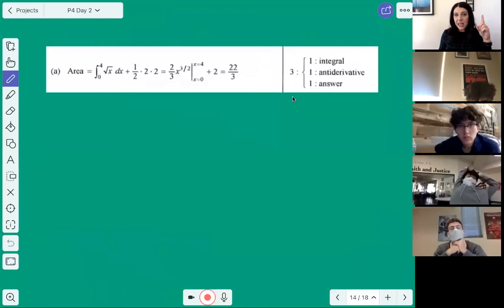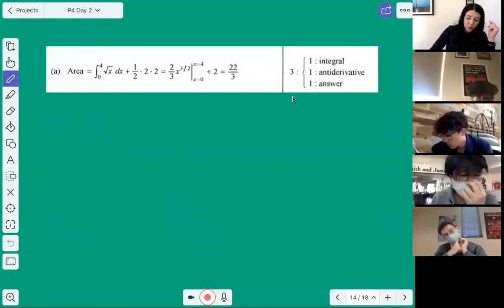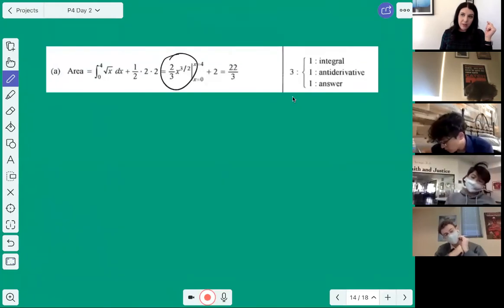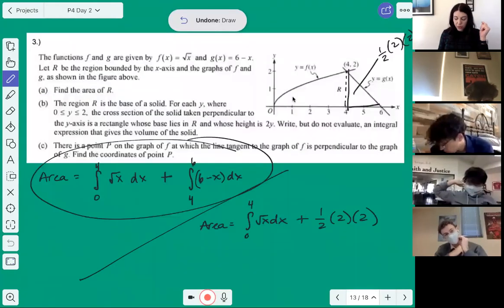Point 2 is the antiderivative. So the antiderivative, if you just had one integral, would be 2/3 x to the 3/2. Or if you had both integrals, you'd have that 2/3 x to the 3/2.